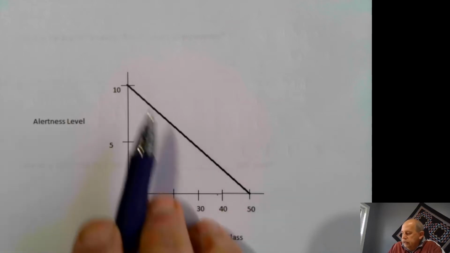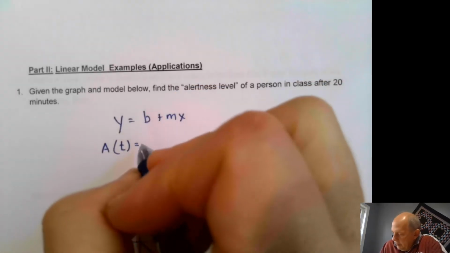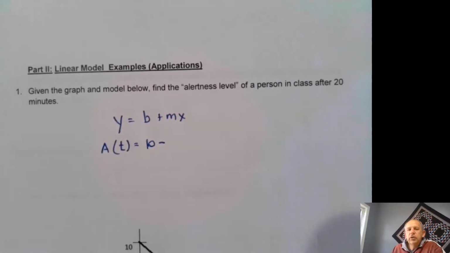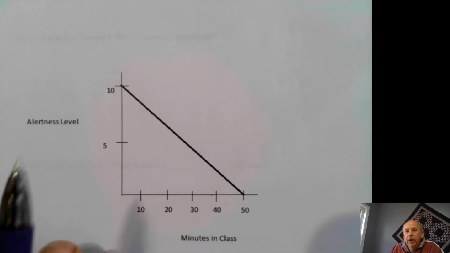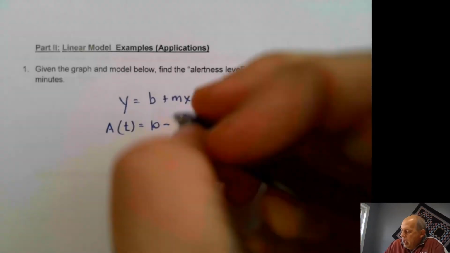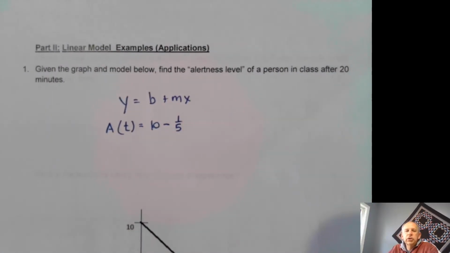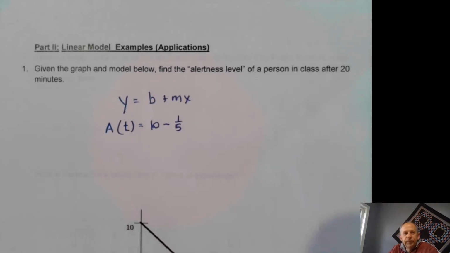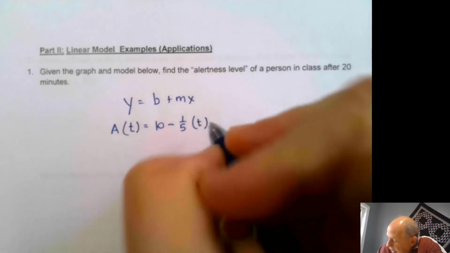The y-intercept is at +10, where this line crosses the y-axis is at 10. Notice that I drew a minus sign instead of a plus. It's minus because the linear model goes down from left to right, as your alertness does in class. My slope, I'm just going to give you that as 1/5. We're going to talk about the slope a little more in the future, but I'll give that to you now. My x-axis, notice, is minutes in class, and that's going to be time.